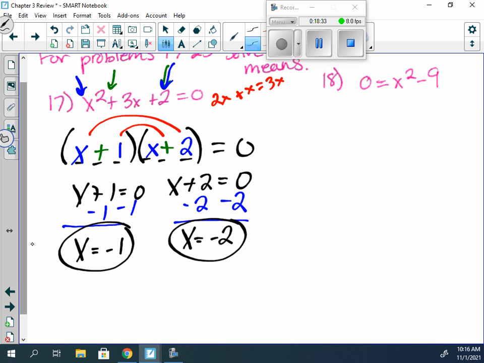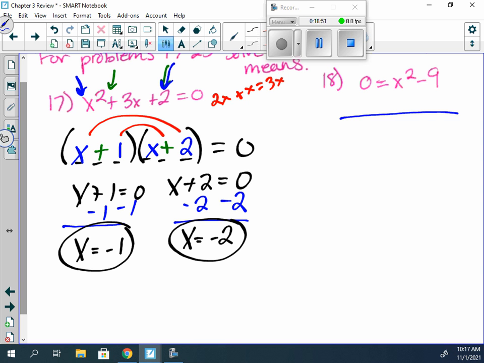Any other questions on 17? Questions on 18? Yeah, we can do that one. Now this one here, again, if it says by any method, go on and graph it, see if it'll graph. Because if it's whole number answers, might as well.